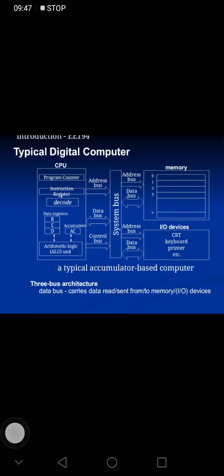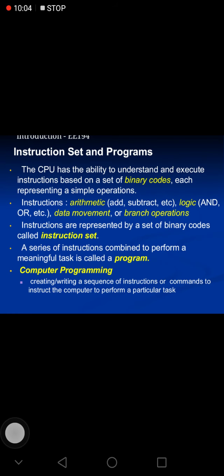Okay, so we have here the control bus. Of course, we cannot have the address bus and data bus happening simultaneously, so we have what we call the control bus, which controls the flow of address and data. Okay. So we have here instruction set and programs.